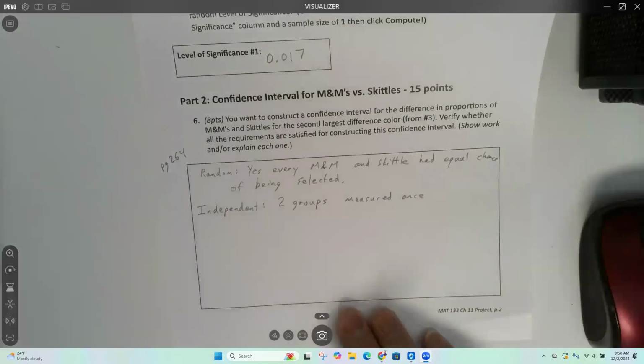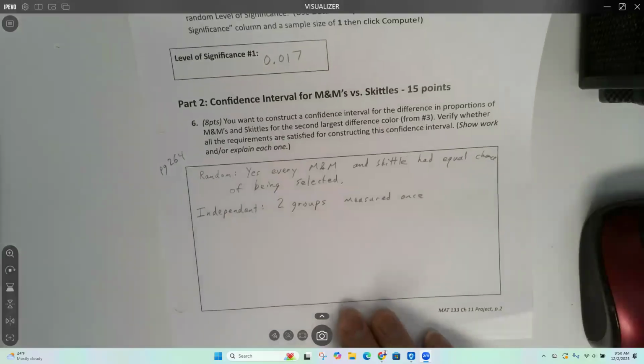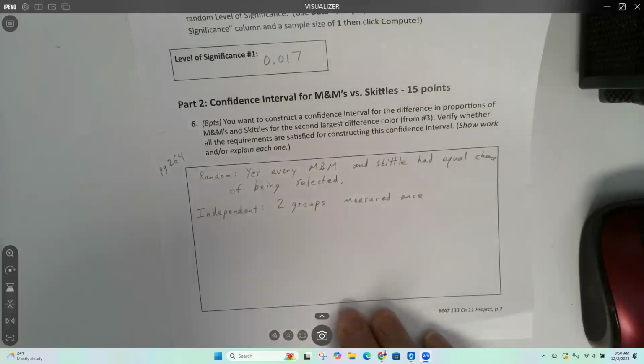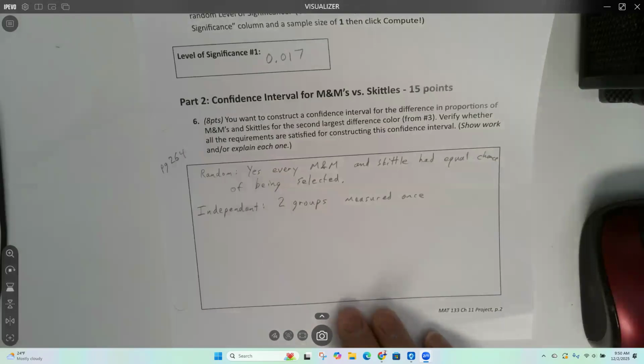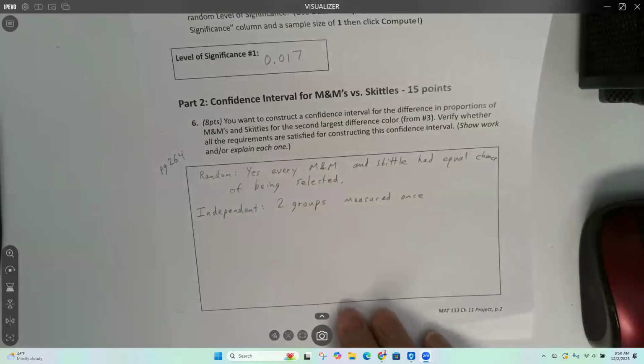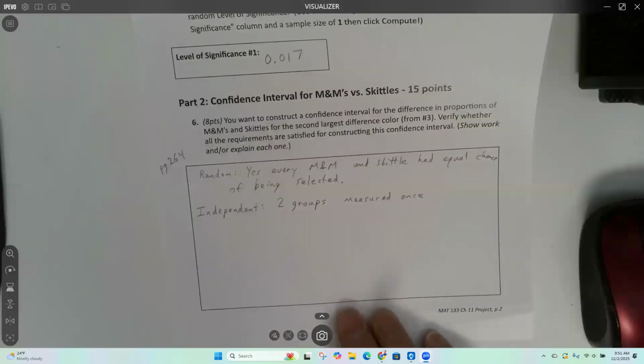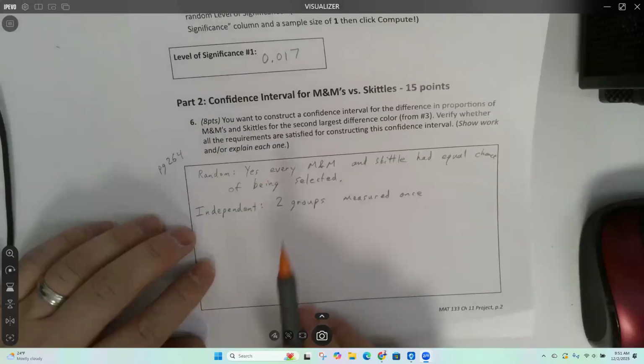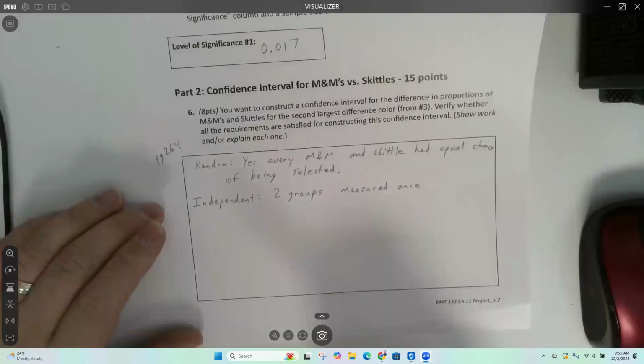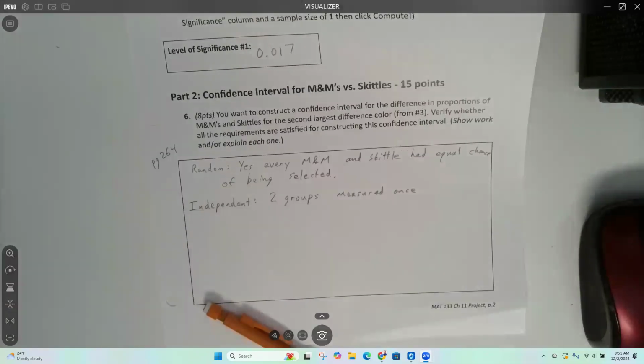So as long as both samples don't share any individuals, okay? So what I mean by that is we don't have an M&M that's in our M&M bag and also in our Skittles bag. I mean, that can't exist, right? M&Ms don't show up in your Skittles bag. If you ever get an M&M in your Skittles bag, I wouldn't eat that. So they are completely separate.